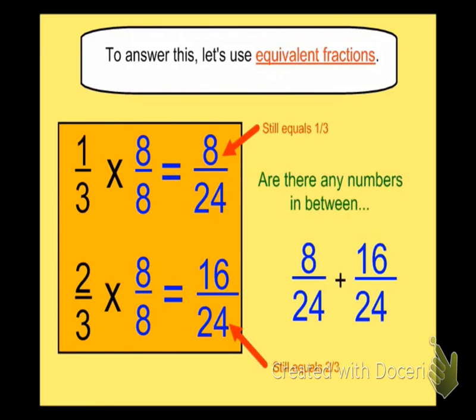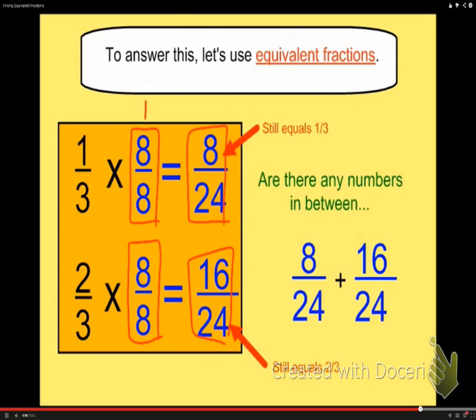If you took 1/3 and you multiplied it times 8 over 8, which is like multiplying times 1, you would get an equivalent fraction of 8/24. If we did the same thing to 2/3, multiplied it by 8 over 8, we would end up with 16 over 24, which is also an equivalent fraction to 2/3.